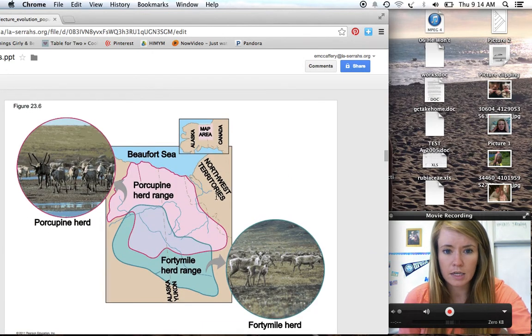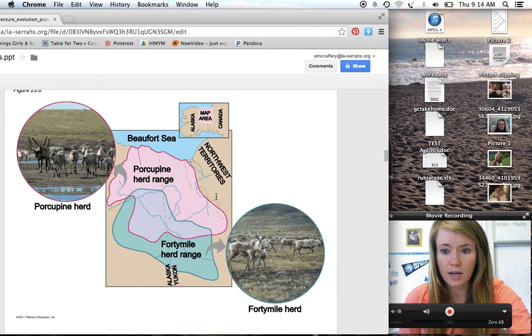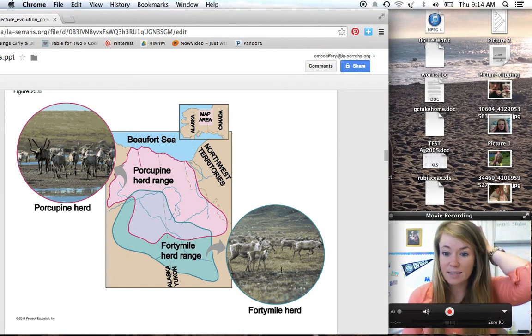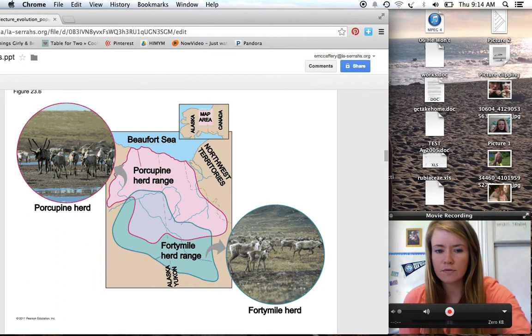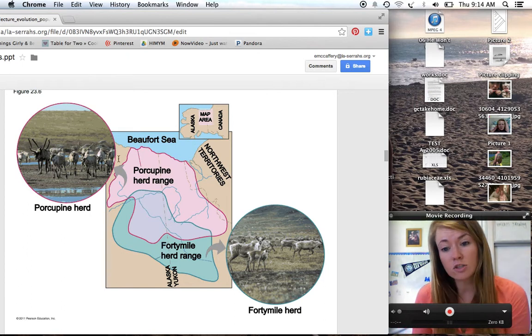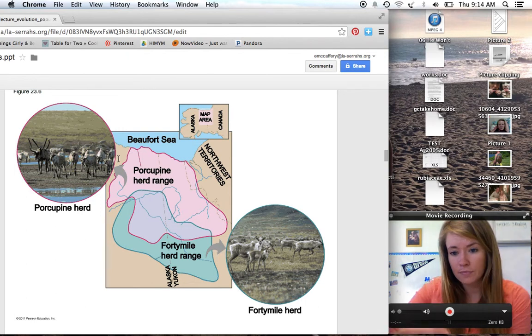So here are two different populations of caribou that live in the Yukon, up by the Arctic in Alaska. And so here's the porcupine herd and here's the 40-mile herd. They are the same species, and you can see that their geographies actually do overlap a little bit, but they tend not to mate with each other. For whatever reason, they remain two distinct populations for the most part. So they're not exchanging alleles by mating together in the next generation.